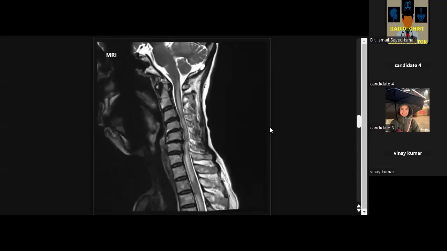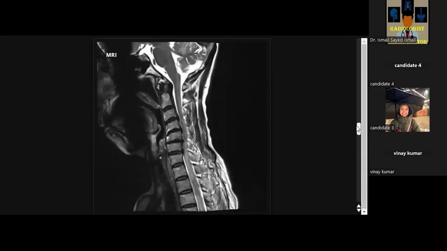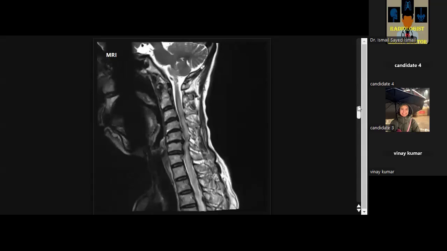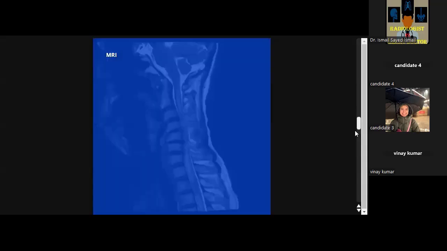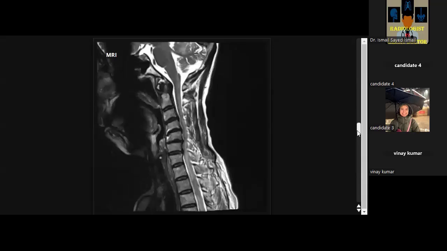Okay, just a minute, leave the mouse. What about this area? Is it normal? Look at the upper dorsal cord. Is it normal? No. Okay, so an ill-defined T2 hypointense intramedullary lesion is seen in the upper dorsal cord at the level of the D2 vertebral level. Good.